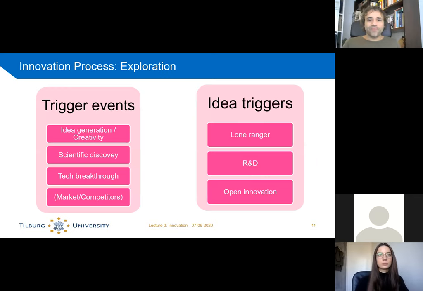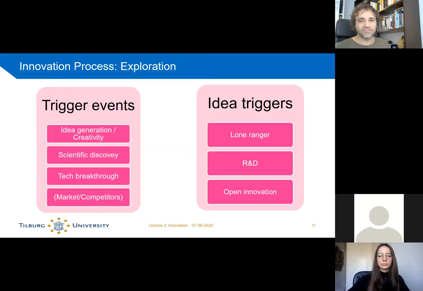I said something about it on the last slide, but think about what triggers innovations in organizations, or what triggers organizations to start innovating, to come up with inventions. It can be numerous things. In the book chapter, they mention three trigger events. First of all, of course, innovation can start because people have a good idea in their organization. Idea generation, creativity, that's one. That seems obvious, logical.